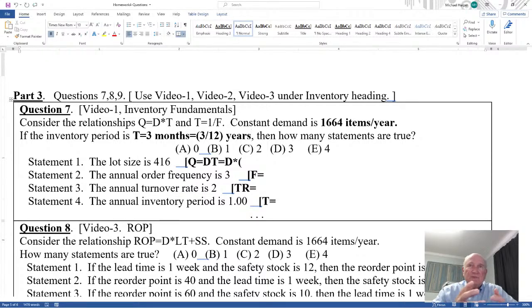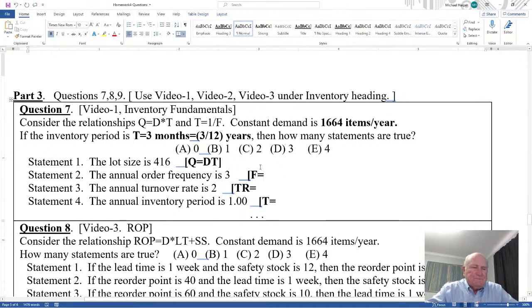Because 3 months is 3/12 of a year, you divide by 12 to have 3/12 of a year. Okay, and so again, I'll say it this way. The D is in years and the T is in years. Okay, so there that is.